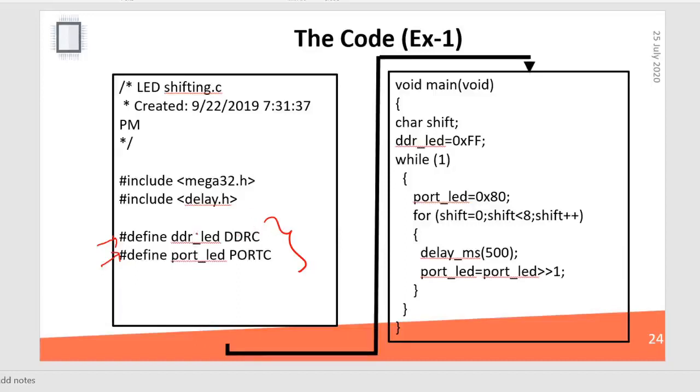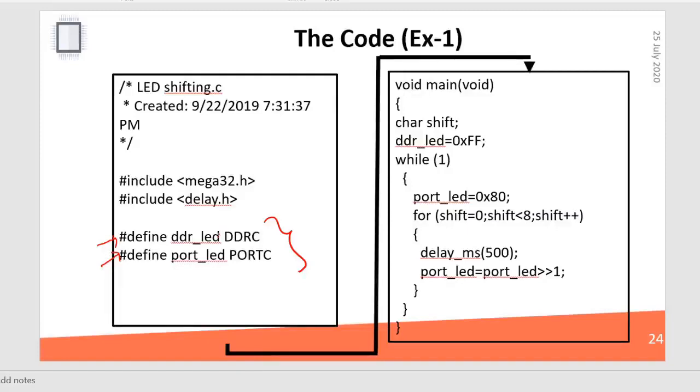Look, here I have written #define DDR_LED, then with a space I have written DDRC. That means I am giving the name DDR_LED to DDRC. So I do not have to write DDRC. Instead of DDRC, I can write DDR_LED. You can give any name to it. You can give your name or anything, but here you do not have to remember port C or something.